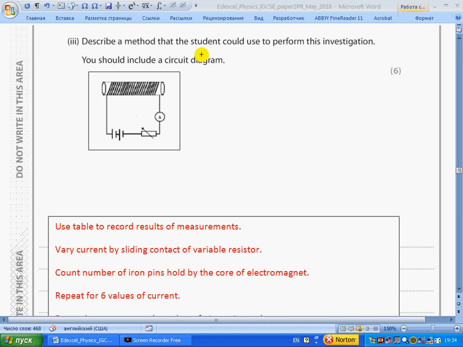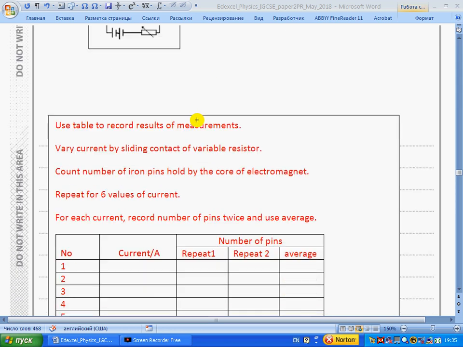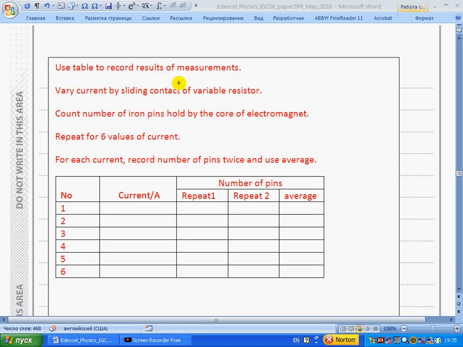Describe the method that the student could use to perform this investigation. You should include a circuit diagram. So this is a circuit diagram. We have a variable resistor, ammeter, electromagnet, and battery. So by sliding the contact of the variable resistor, we can change current and see how many pins are stuck. So use a table to record results of measurements. Vary current by sliding the contact of the variable resistor. Count the number of iron pins held by the core of the electromagnet. Repeat for 6 values of current. For each current, record the number of pins twice and use the average. So for every current, we repeat the experiment 2 times and use the average.